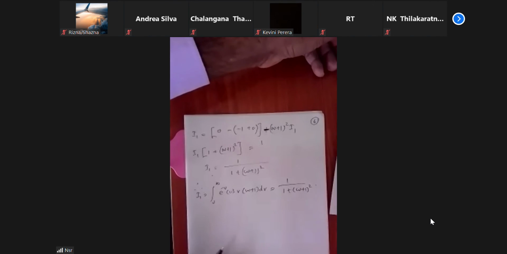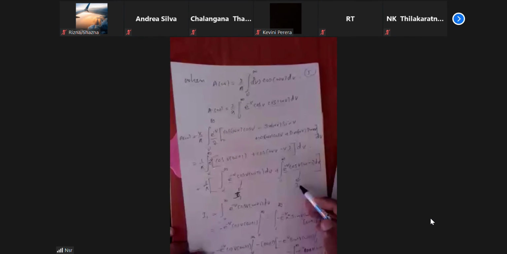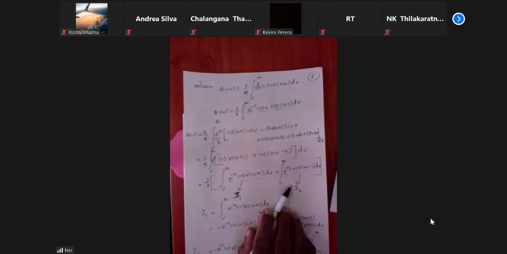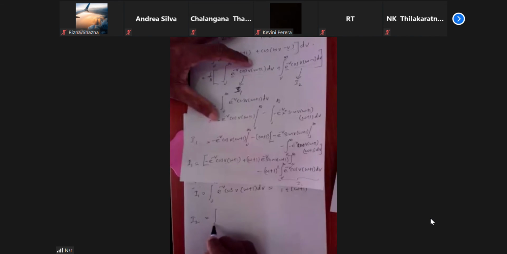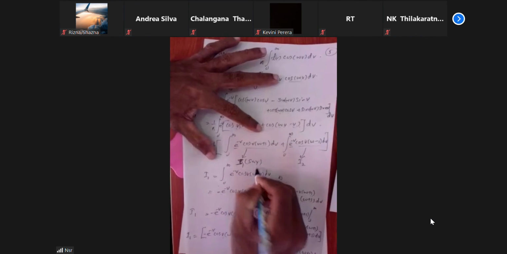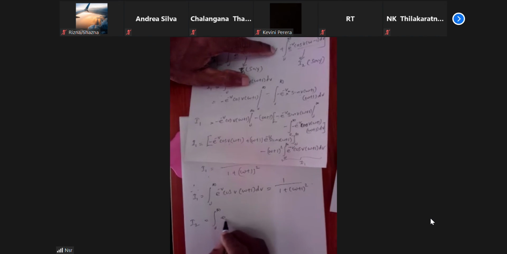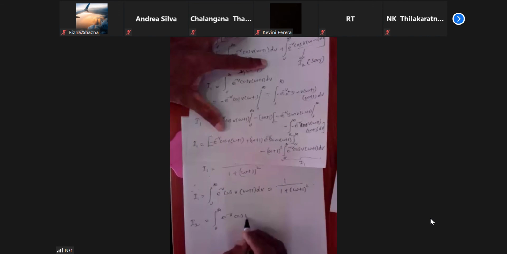Then again, you need to find out the I2 for the previous question. What is I2 means? We identify, you can see. I2 means the second part of this integral. That is I2 means you can write down 0 to infinity. And this also say I1 and I2. So then the I2 means you have e to the power minus v cos v (omega minus 1) dv.